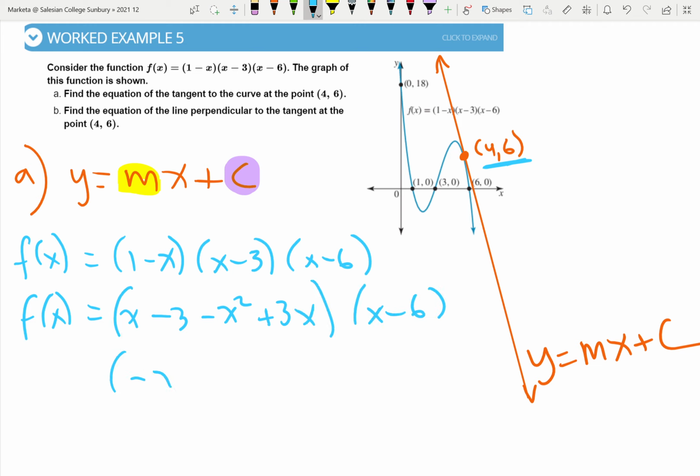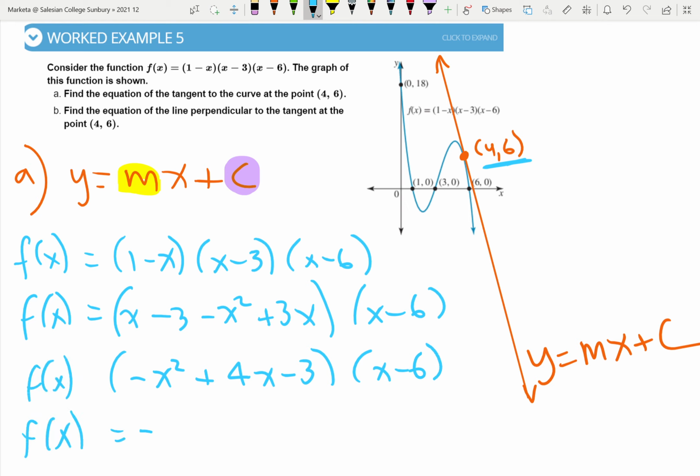All right, this is going to be neg x squared, 3x plus x plus 4x minus 3. Neg x squared times x, neg x cubed. Neg x squared times neg 6, plus 6x squared. 4x times x, plus 4x squared. 4x times neg 6, neg 24x. Neg 3 times x, neg 3x. Neg 3 times neg 6, plus 18.